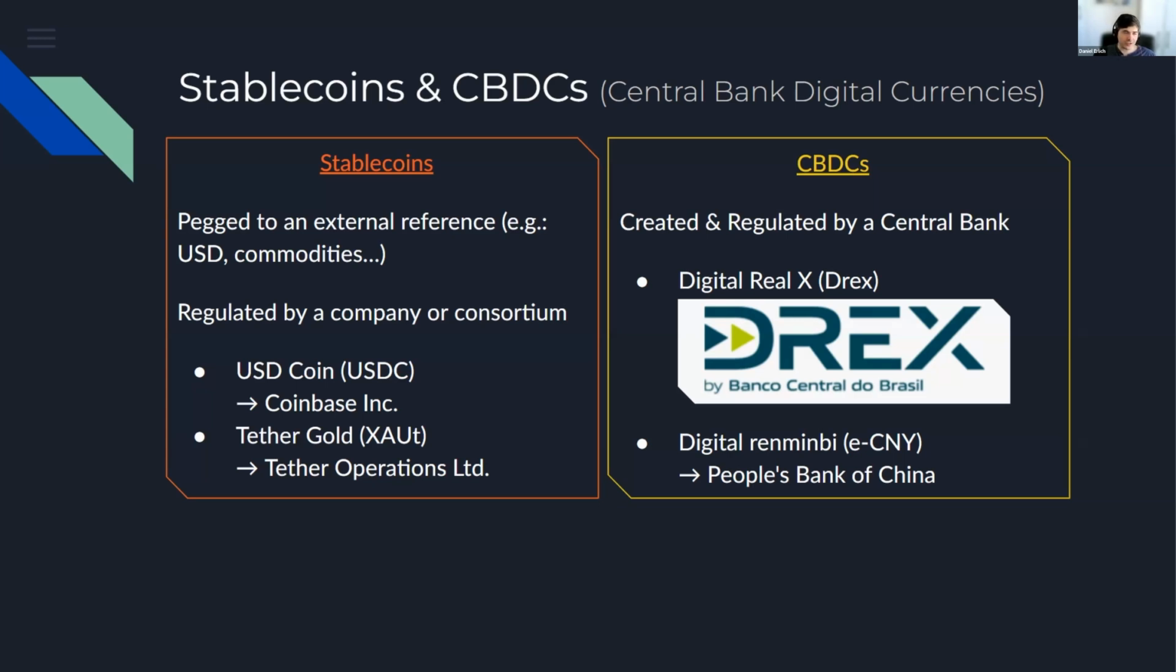And another example is Tether Gold, which is always the exact price of 1 troy ounce of 0.99 purity gold, sold, I think, in Canada or the UK. I don't remember exactly where, but it's controlled by a company called Tether Operations Limited. And actually on the same side of that coin, we've got CBDCs, which are central bank digital currencies. They're exactly the same, except they're created and regulated by a central bank and not a private business.